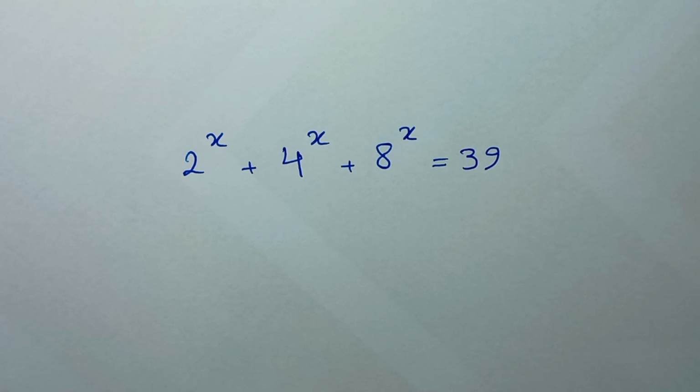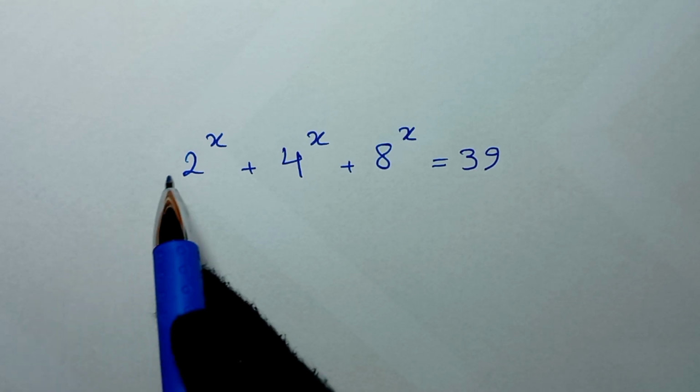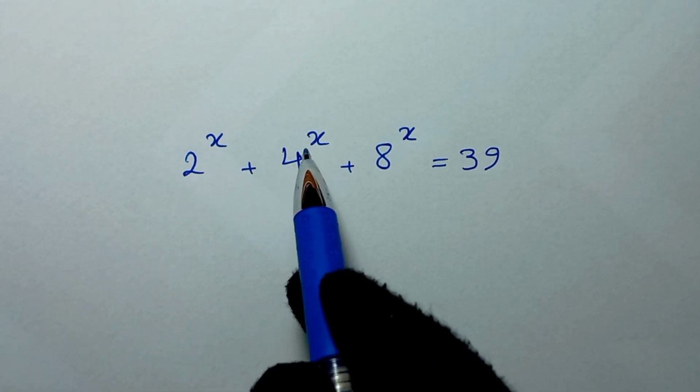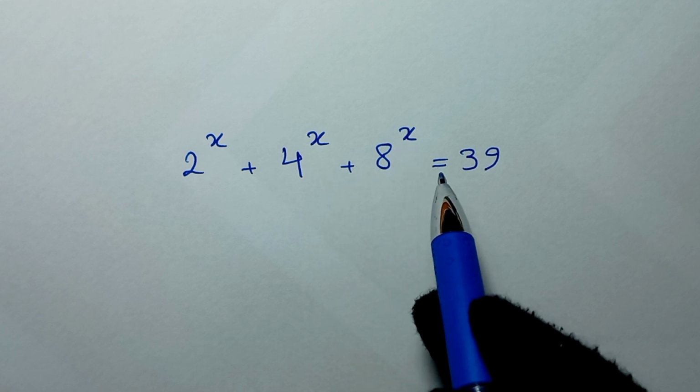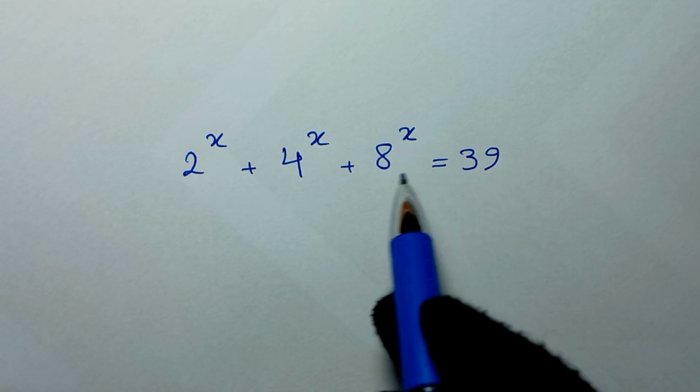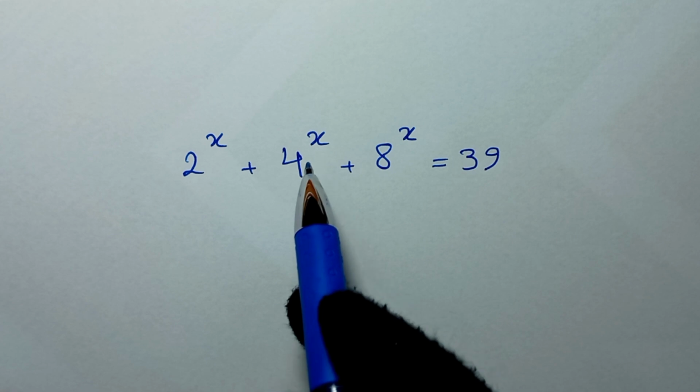Hello my friends, you're welcome to solve this math problem, which is 2 to the power of x plus 4 to the power of x plus 8 to the power of x is equal to 39, to find the values of x.